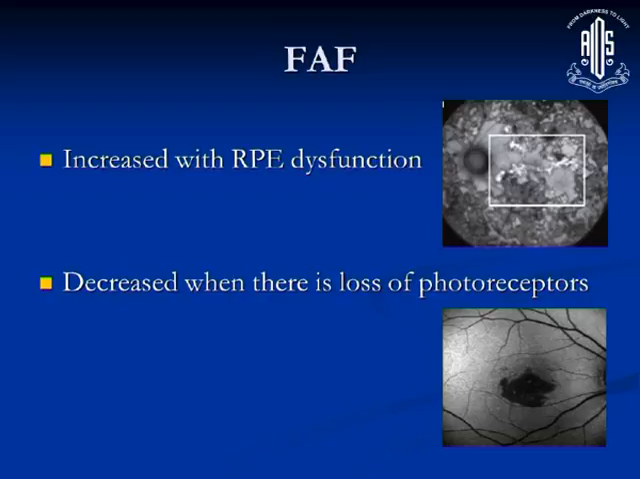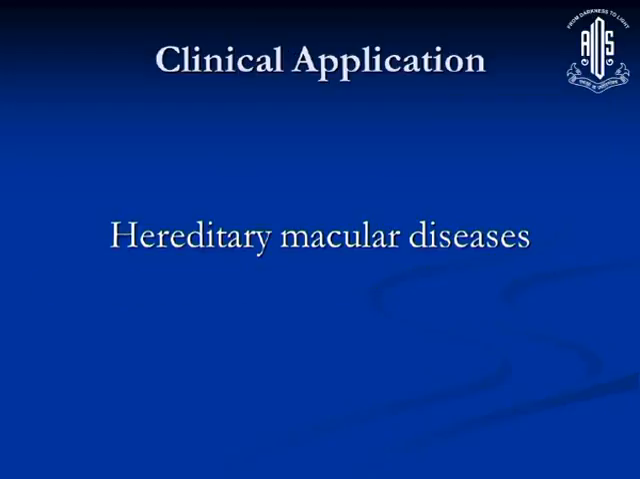Again, there are two ways of acquiring autofluorescent images: one is the confocal scanning laser ophthalmoscope method, the other is the fundus camera method. I will not go into the details or the differences between the two. I think we'll straightaway go to clinical applications of autofluorescence, those that we face in our day-to-day life. We will start off with hereditary macular diseases.